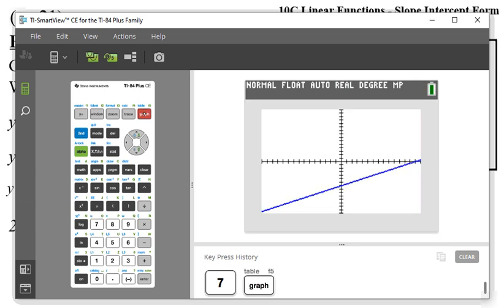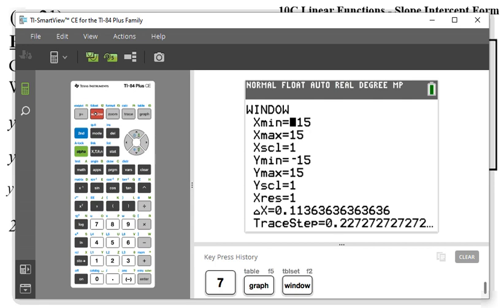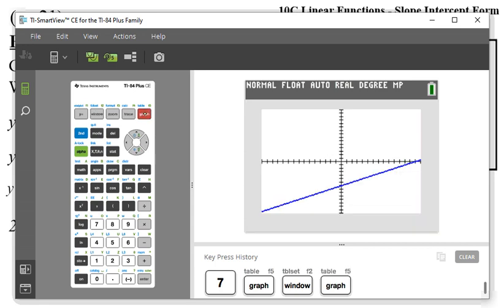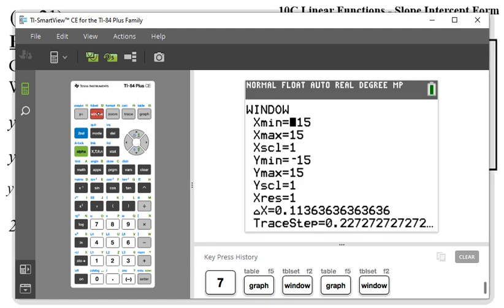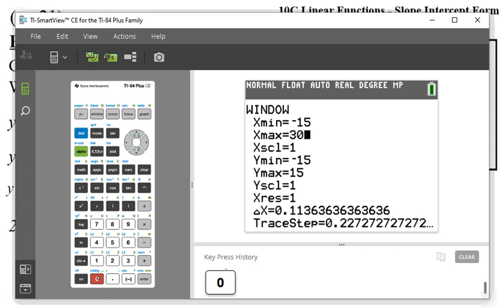If we graph that, well, I see the y-intercept really well, but I can't see the x-intercept too well. So we can go to window. If I want to see more over here, what am I changing? That's the x-axis and the maximum values. So I want to change my x max to be larger. So I go to x max. Instead of 15, let's put 30.